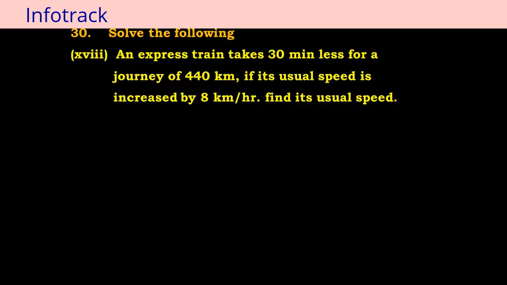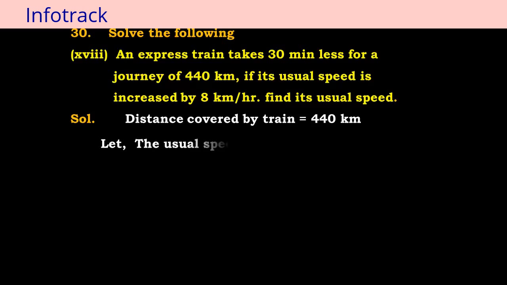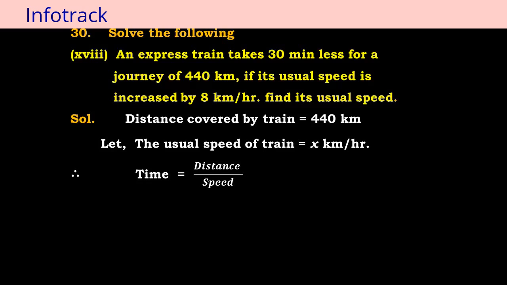So once again student, distance covered by the train, distance is given as 440 km. So let the usual speed of the train be x km per hour. So we can write time as distance upon speed. So the usual time taken by the train is 440 upon x hours.